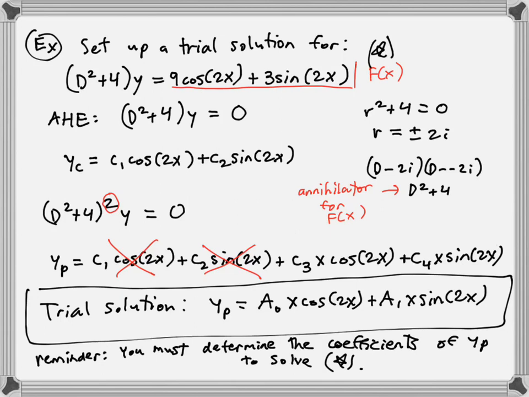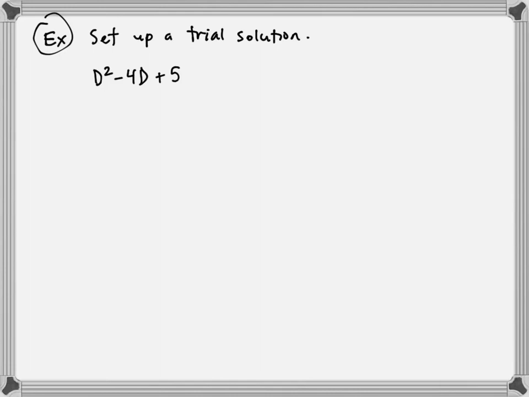We're going to do 2 more setups. This is good practice. So again, set up a trial solution for the following: d squared minus 4d plus 5 y equals 8x e to the 2x cosine x.